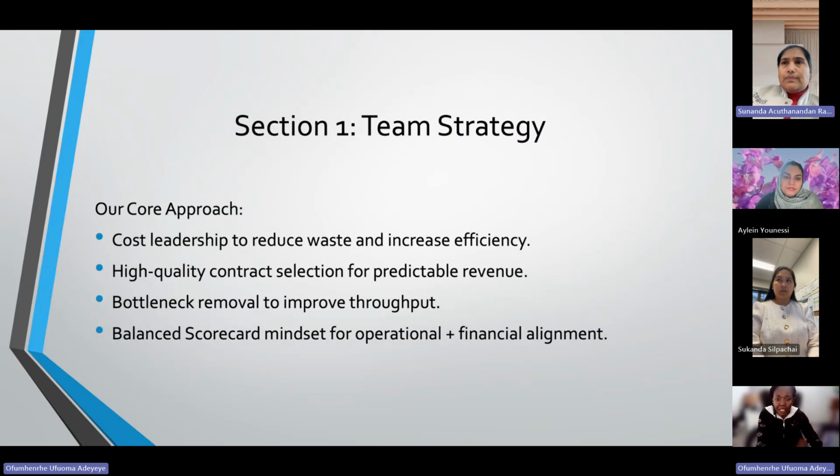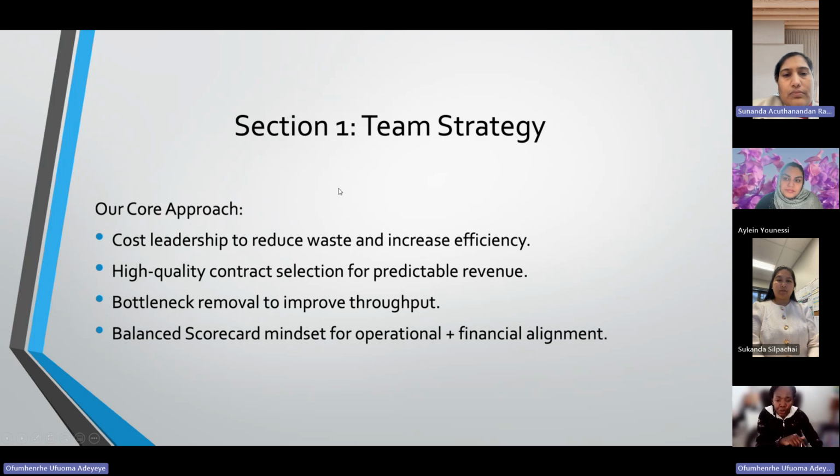Our team strategy was built around 4 pillars: cost leadership, to reduce waste and operate efficiently; high quality contract selection; throughput bottleneck removal to increase throughput; and a balanced scorecard mindset, connecting operations, finance, and customer impact. These principles helped guide consistent decision making across all modules.